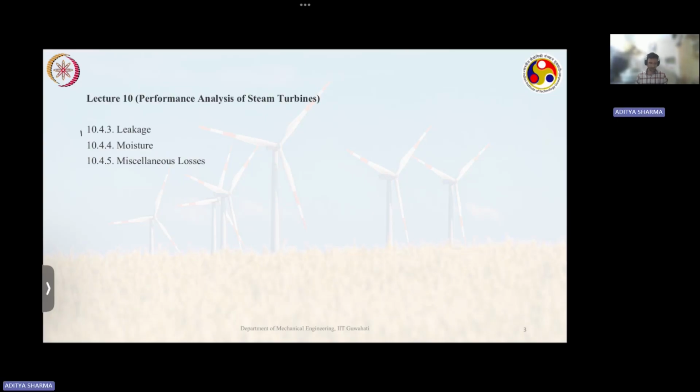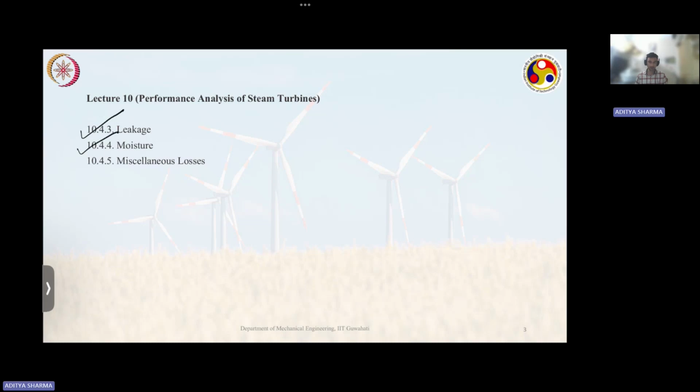Then leakages, right? So we have steam with some pressure, right? And that passes through your steam turbine from your boiler. But in between, if there are leakages, this will lead to your pressure drop, unwanted pressure drop, and eventually will lead to reduction in the available energy, right? So this is not required, right?